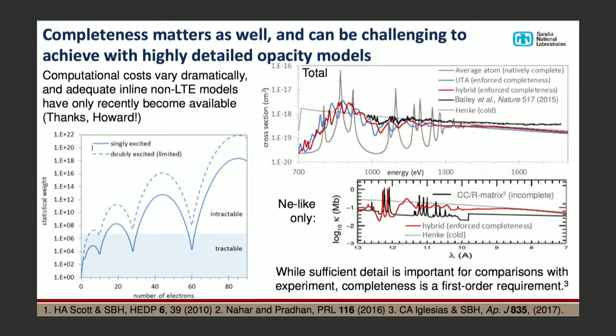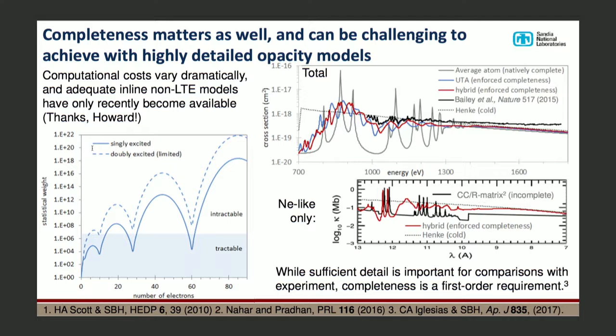You can work really hard with other models and enforce the completeness, count all these states, and get something that looks more like the experiment, which is here shown in black. This is Jim Bailey's experiment. And then you can work even harder and include configuration interaction and other fine structure effects and get something that looks even more like the experiment in where the peaks are, if you enforce the completeness. But it doesn't look like the experiment in terms of the absolute value of the opacity, and this is one of the outstanding problems in our field today.